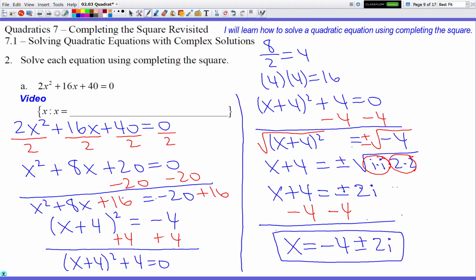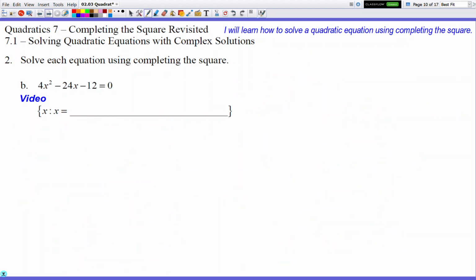All right, so let's go on to the next problem. Okay, come on, let's move. Okay, there we go.